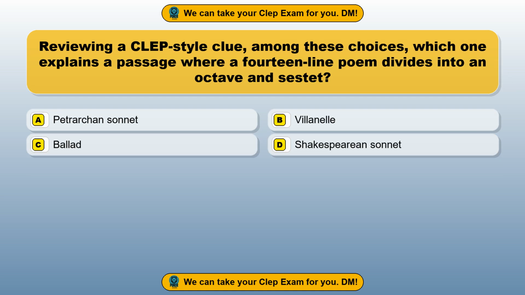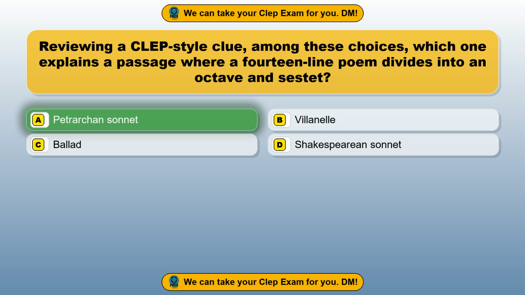Question 63. Reviewing a CLEP-style clue among these choices, which one explains a passage where a 14-line poem divides into an octave and sestet? Option A, Petrarchan sonnet. Option B, villanelle. Option C, ballad. Option D, Shakespearean sonnet. The correct answer is option A, Petrarchan sonnet.